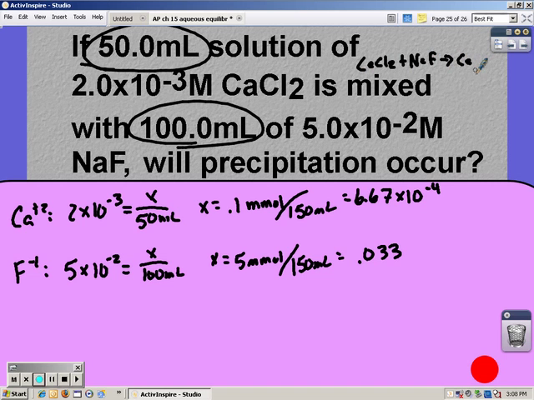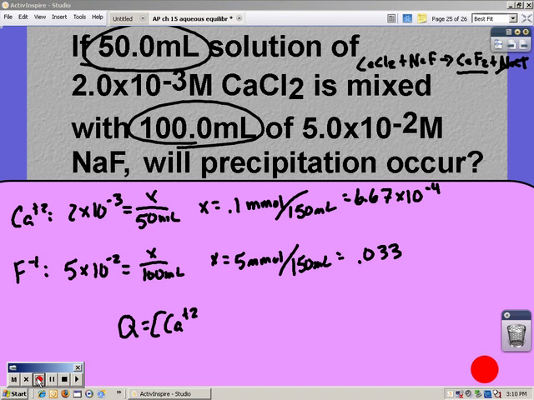If you didn't get it earlier, the first thing you should have done was written your equation out. Sodium chloride is aqueous, calcium fluoride wasn't. That's how we got that we needed our calcium and fluorine ions concentrations. So our Q is equal to our concentration of calcium and 2 fluorines, which is fluorine squared.